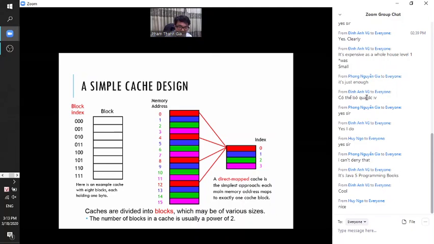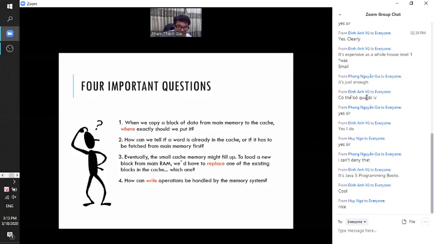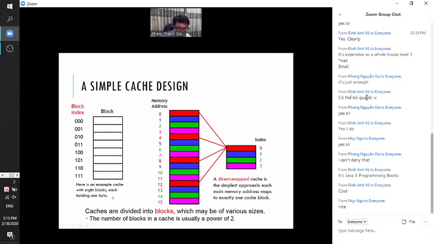This is about a quite simple cache design. For example, we have a cache with 8 blocks. The 8 blocks will be indexed from 000 to 111. So when we access the memory, we will store the data in the cache.